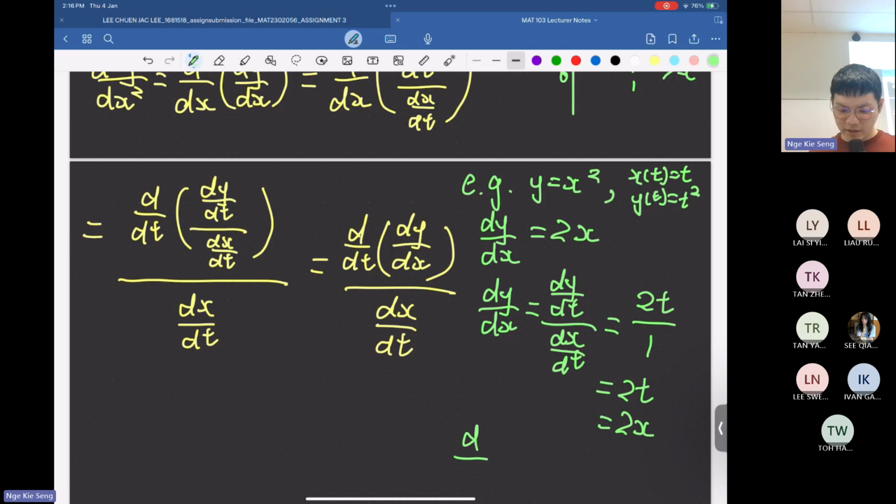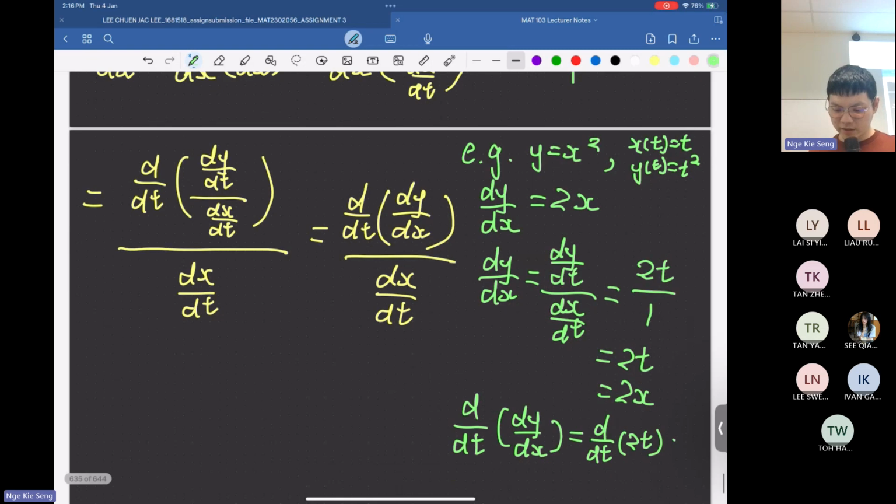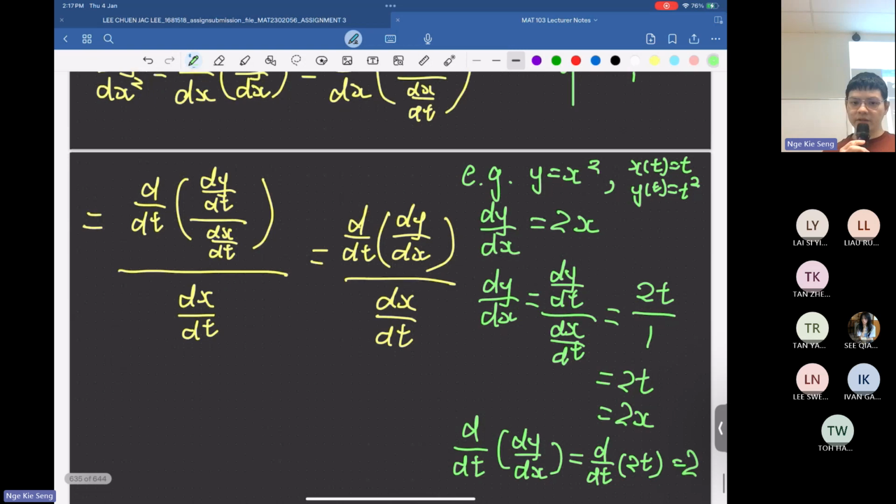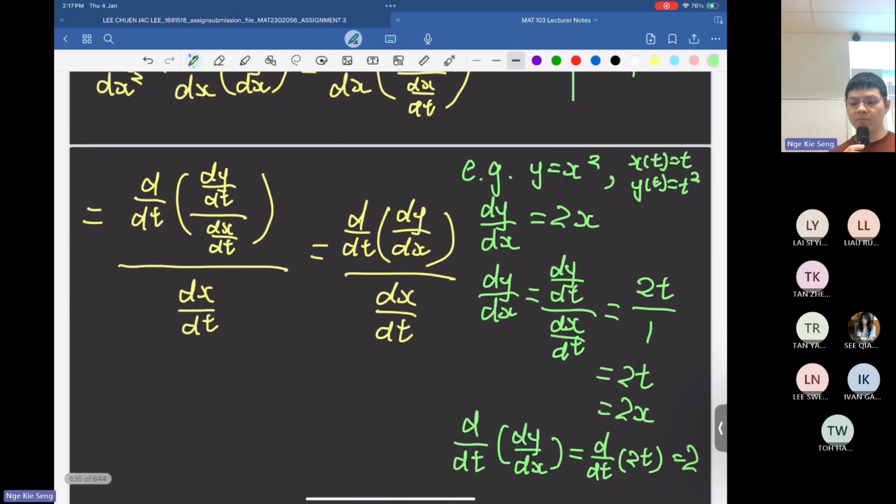So if you're going to differentiate dy/dx with respect to t, of course you would use the t expression when you differentiate 2t. So this is why dy/dx will be in terms of t, because our y and x originally are in terms of t.